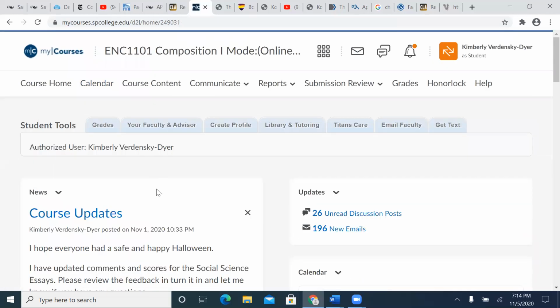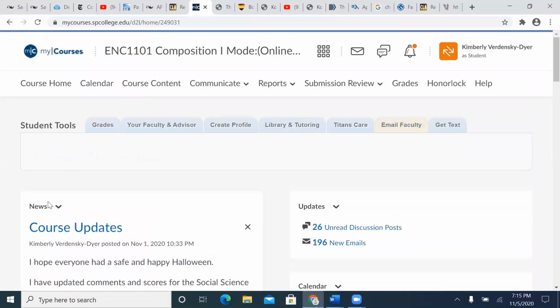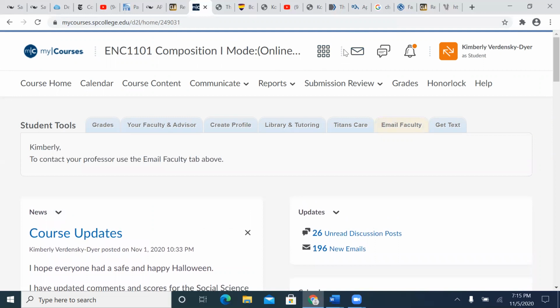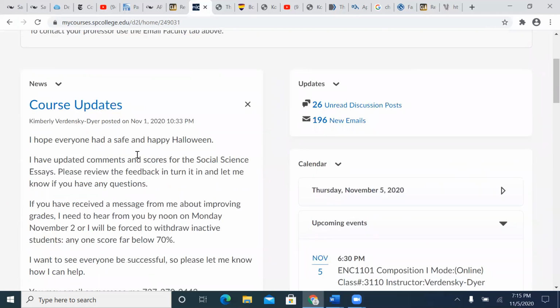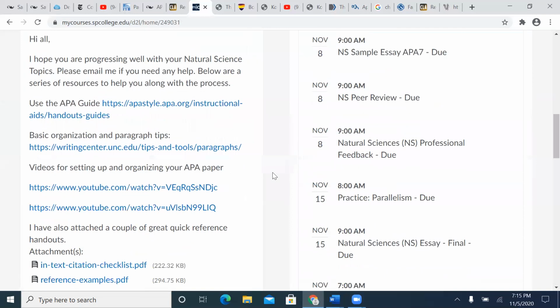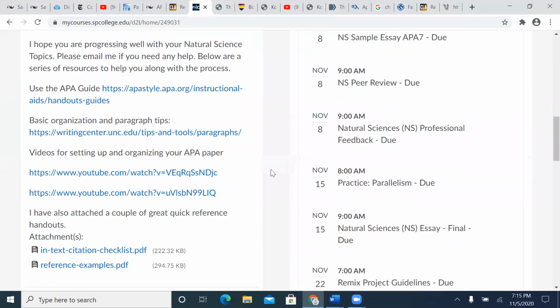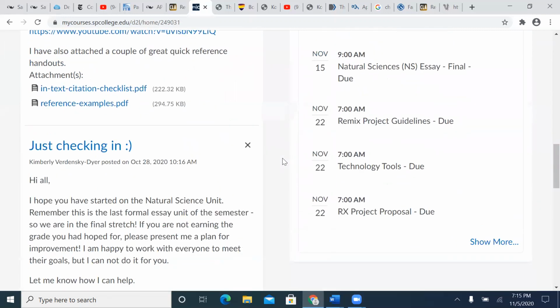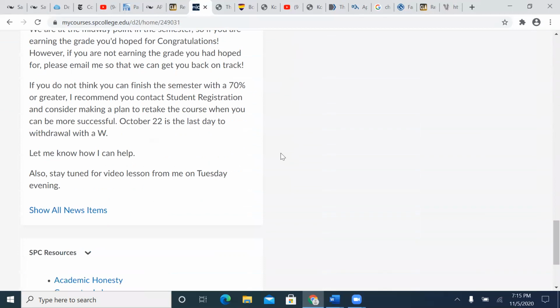So as always, please make sure you're checking your course on a regular basis. If you have a little orange dot up here on your little envelope, you might have had an email from me. Check the news page, look at the calendar, make sure you're working through the content. I've included a bunch of really useful links and videos here for you. Take a look at those if you haven't already done so.